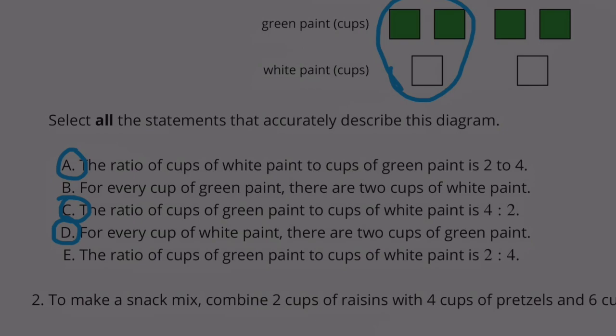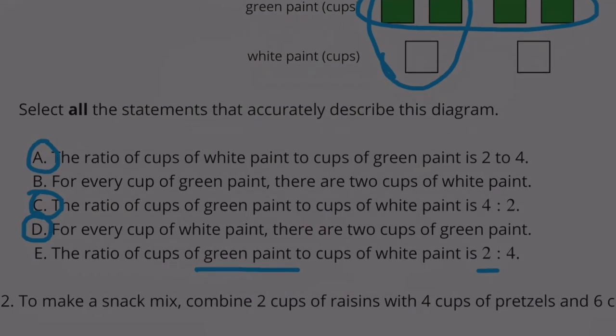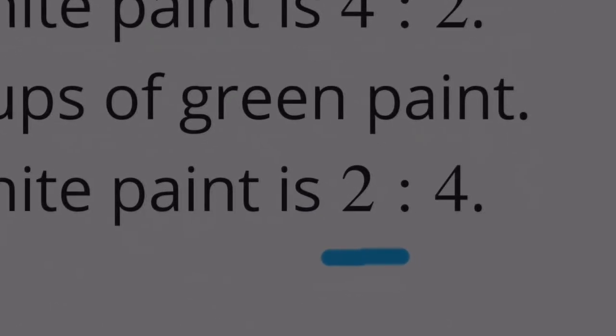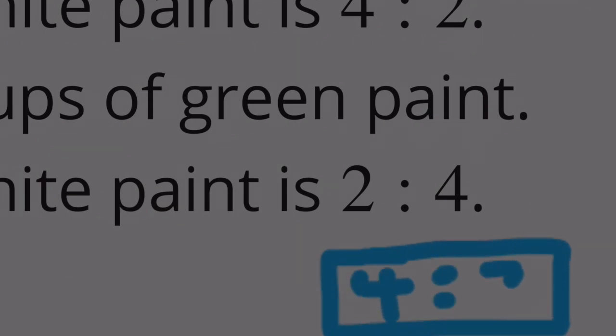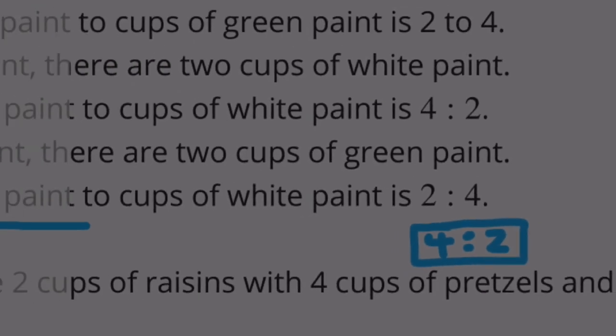And E. The ratio of cups of green paint to cups of white paint is 2:4. That is not true because they mention the green paint first, and in the ratio, the first number says 2. But there's actually 4 cups of green paint. The first number right here would have had to have been a 4 in order to make it true. They should say 4:2. That would have been true, but they didn't.